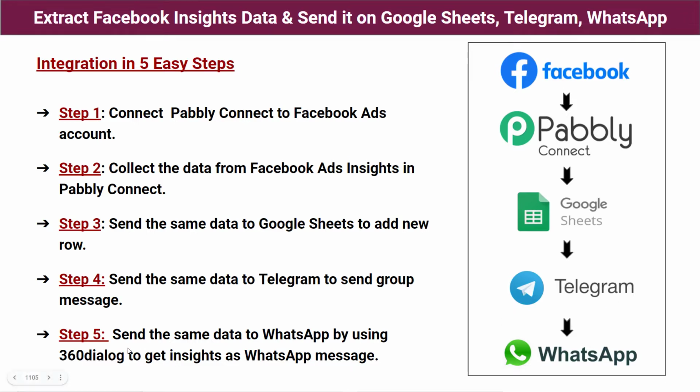Okay, now step number 5 says send the same data to WhatsApp by using 360 dialog to get insight as WhatsApp message. Okay guys, I want the same data of my advertisement to be sent as a text message on WhatsApp. So here we are integrating WhatsApp. But guys, here's the twist. We are not integrating WhatsApp here with Pabbly Connect. Instead, we are using 360 dialog. Why? Because WhatsApp does not allow you to send messages directly. For that, you have to use another software that is the official API of WhatsApp, which is 360 dialog. Okay, now let's start with the process.